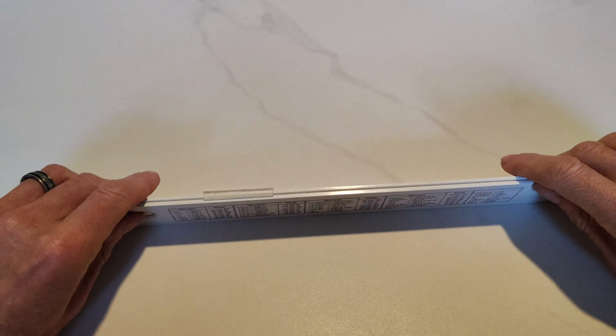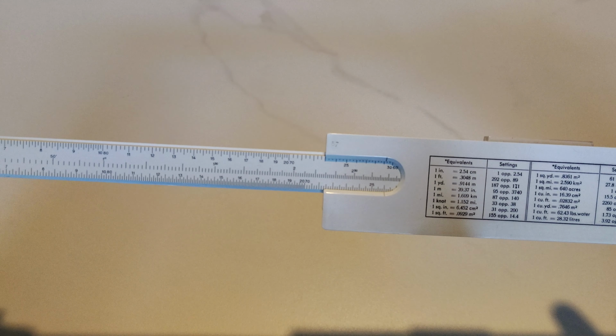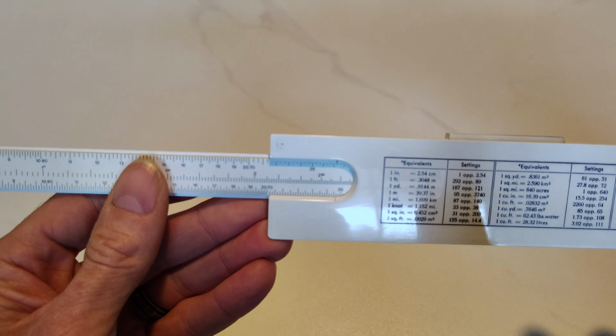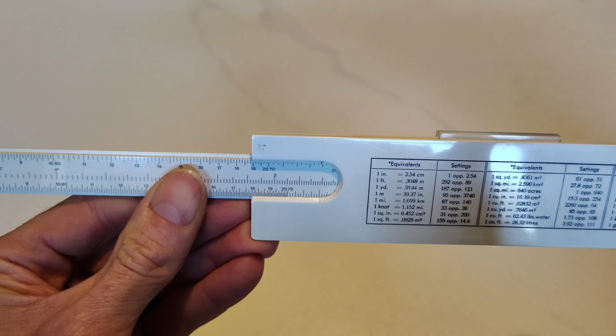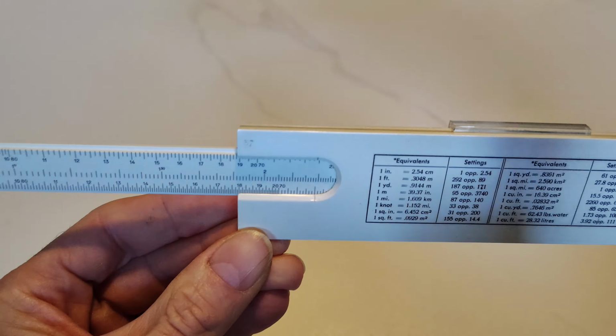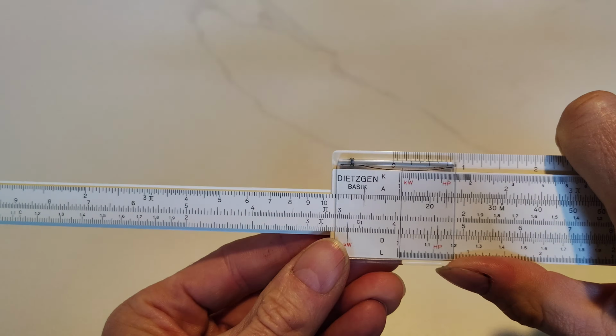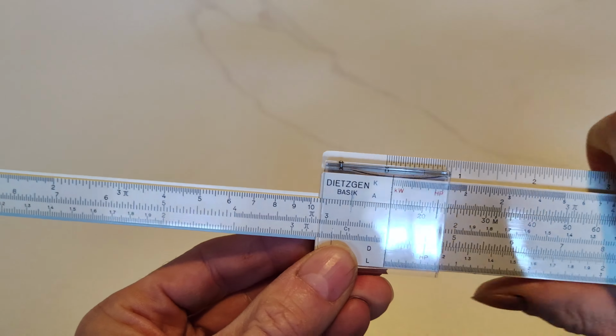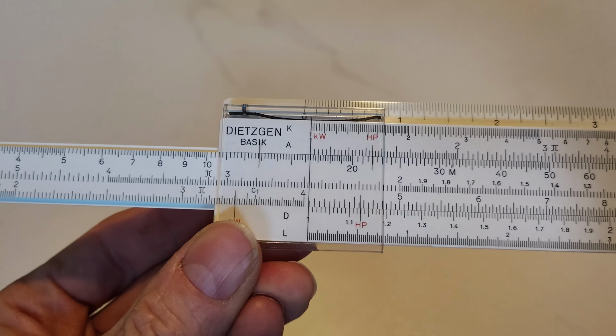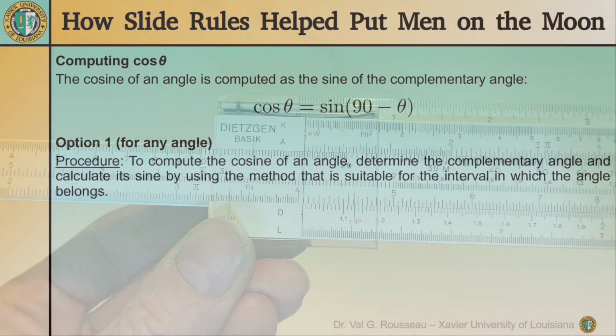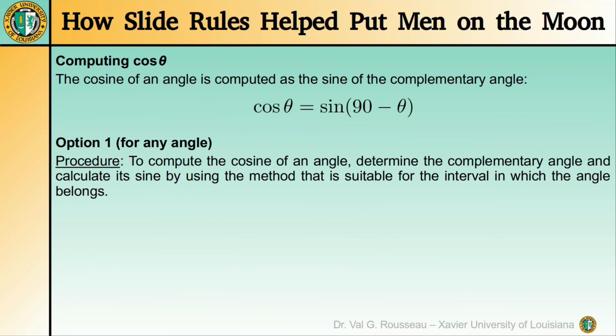For example, to calculate the tangent of 68 degrees, we place the complementary angle, 22 degrees, on the T scale over the bottom left mark, and we read the value on the CI scale above the left index of the D scale. 2.48.